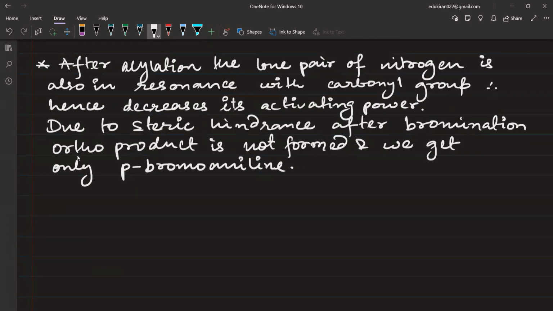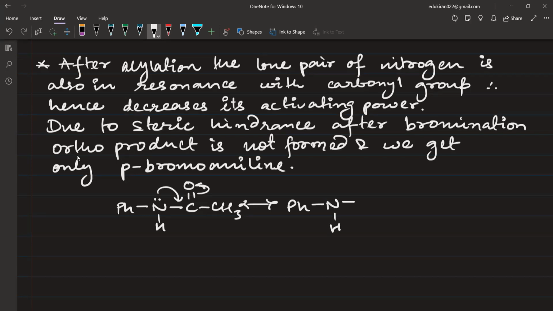I hope you have written the reaction. You will also show the resonance, how it happens. Say Ph attached with nitrogen. This will have 1 hydrogen. C double bond O, CH3. So this lone pair of electrons is in resonance with this carbonyl group like this: Ph, NH double bond carbon, single bond oxygen negative, nitrogen positive, single bond CH3. Okay, and since the lone pair of electrons is diverted towards the carbonyl group, it is less available for the benzene and it decreases the activating power. After this, you will write nitration.